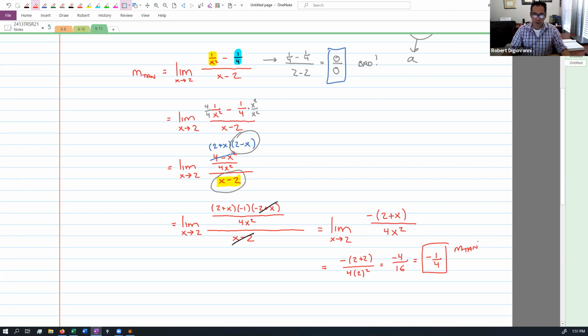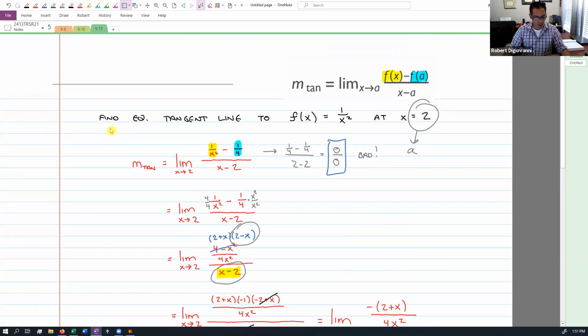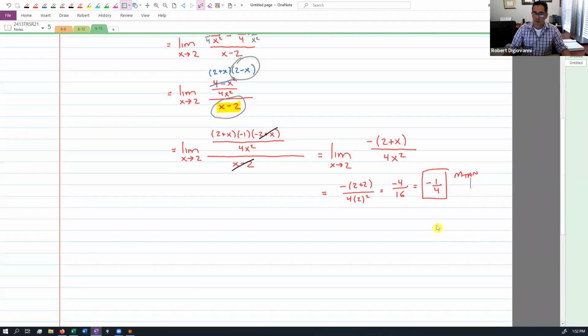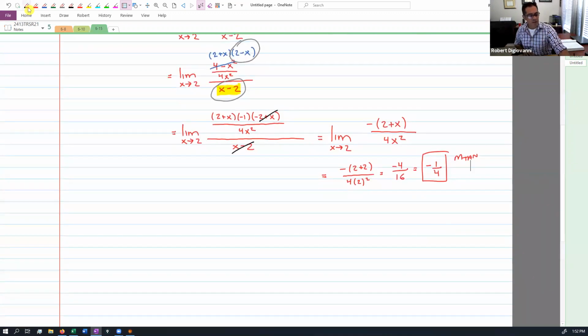Okay. Now, have we answered the question? Have we answered the question for the problem here? No, we just found what we needed to answer the question. You need the slope first. That's right. We want the equation. We've only found the slope. But the equation should be the easier part, because to do the equation, all you need is a point and the slope. The slope we just found to be negative 1/4.